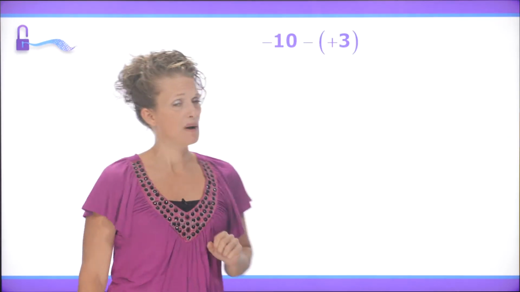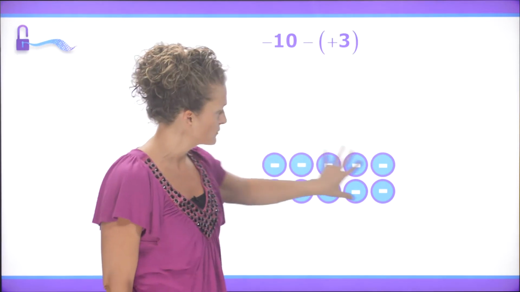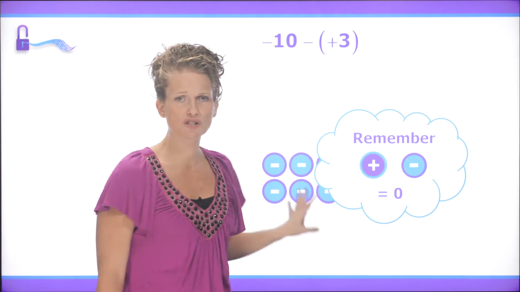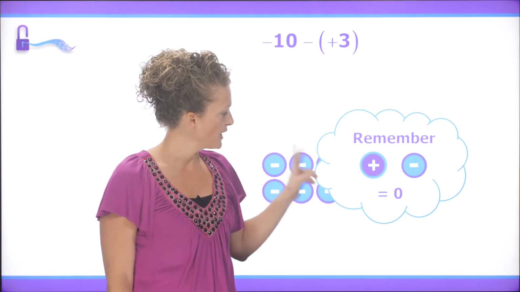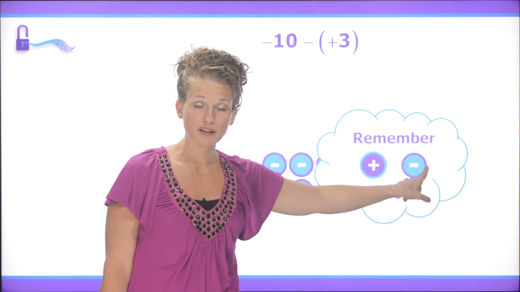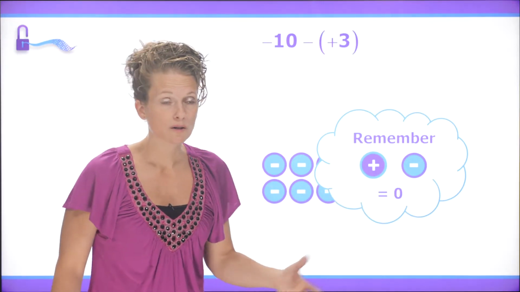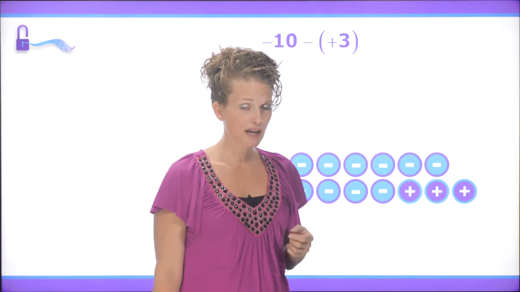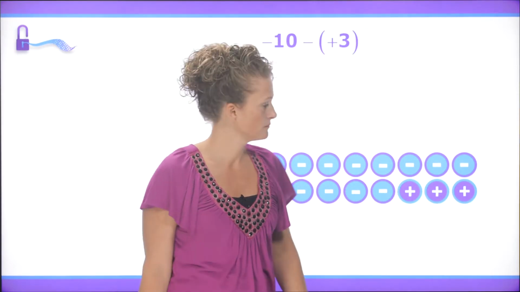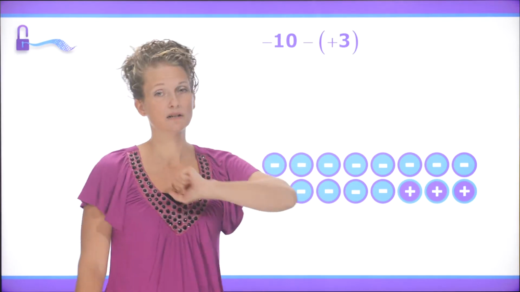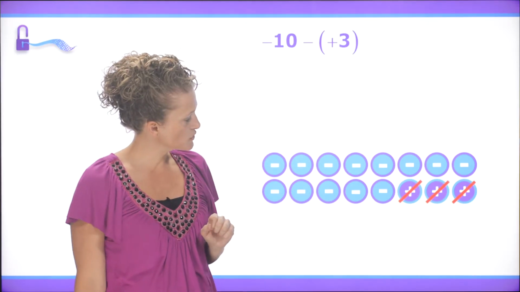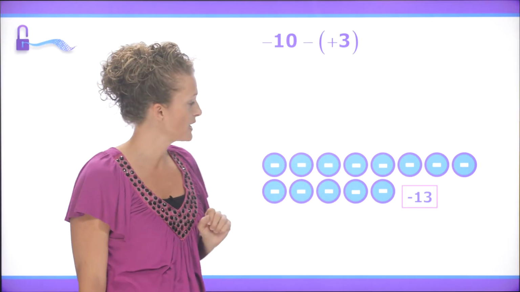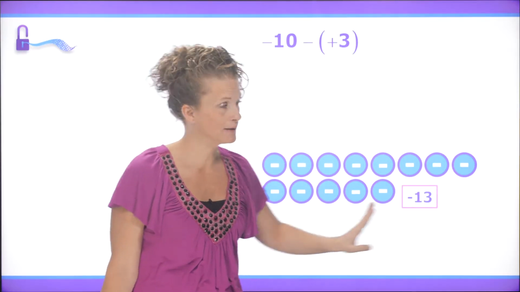Negative 10 minus positive 3. All right, again, negative 10 represented right here. And now we want to subtract a positive 3, but there's no positives to subtract. But remember, a positive 1 and a negative 1 equals 0. So we can, in fact, add our 3 positives and our 3 negatives, and we've not changed the value at all. And now we can subtract positive 3. So we cancel off those 3. They disappear. What are we left with? We count up all those negatives, and we are left with negative 13.